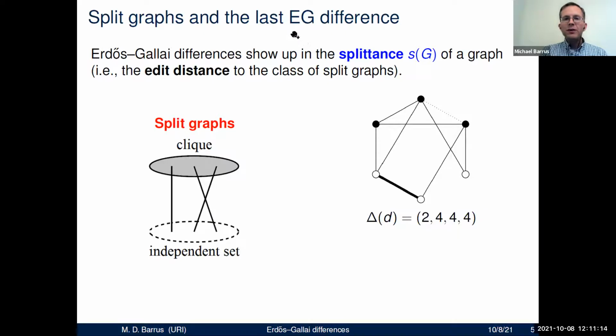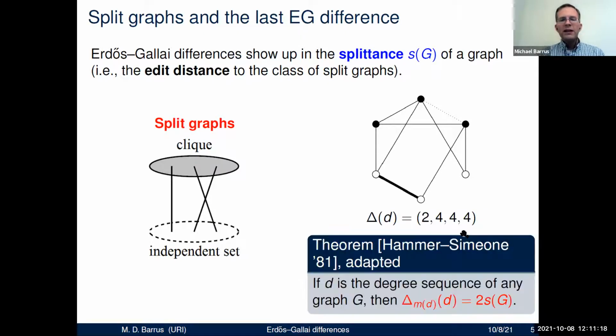What does this have to do with the Erdős-Gallai differences? Well, Hammer and Simeon gave a formula in terms of the degree sequence for the splittance of a graph. They didn't exactly state it in terms of the Erdős-Gallai differences as I'm defining them, but it turns out to be equivalent. So stating it in the language I want to use today, they showed that if D is the degree sequence of any graph, then the last of the principal Erdős-Gallai differences is exactly 2 times the splittance.